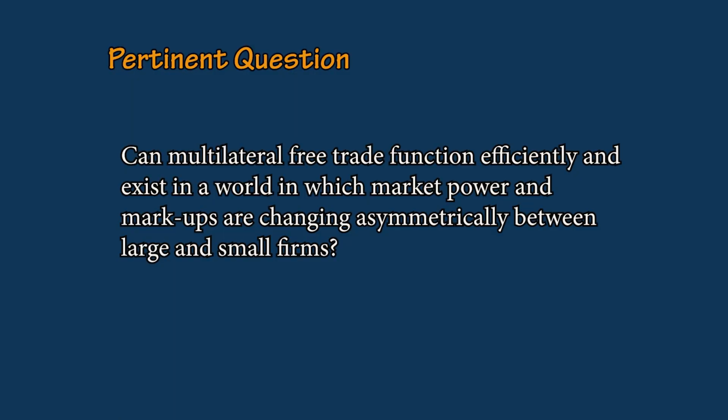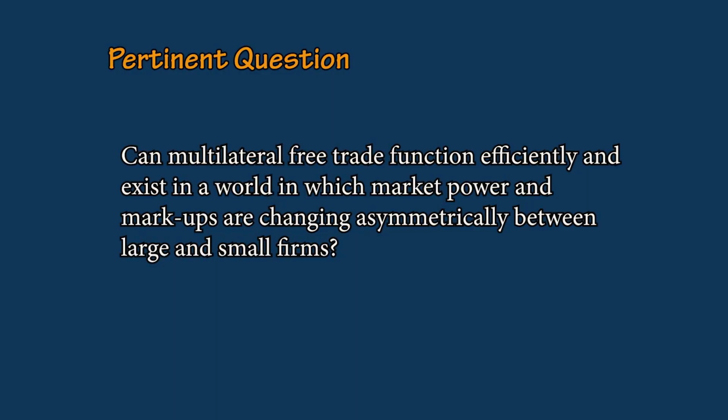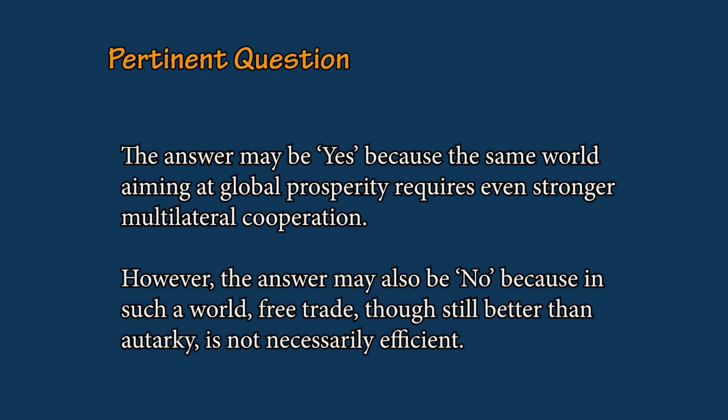Now, there is a pertinent question: can multilateral free trade function efficiently or exist in a world where we observe asymmetry between the large and small firms? Because the small firms are less powerful, but the large firms are more powerful. Can multilateral free trade exist in this asymmetry or this fractional society? The answer may be yes.